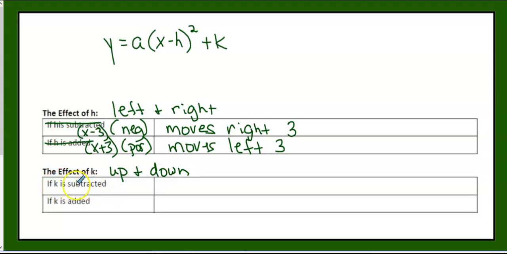If it is subtracted, in other words, if it's negative, that's down. So the K part, it's exactly what it looks like. The H part, you take the opposite of the number. If K is added, if it's positive, that is an upward movement. Okay, so let's look at some actual transformations.